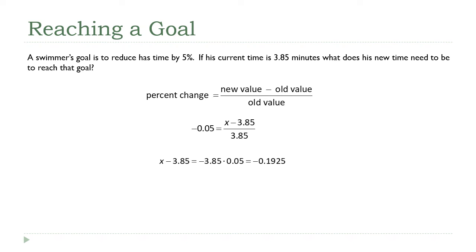All right, the last step in solving the equation, I'm going to take that 3.85 and add it to both sides, which means on the right side, I'm going to end up subtracting that 0.1925 from it. And if we do that, we get the new time that he needs, 3.6575 minutes.